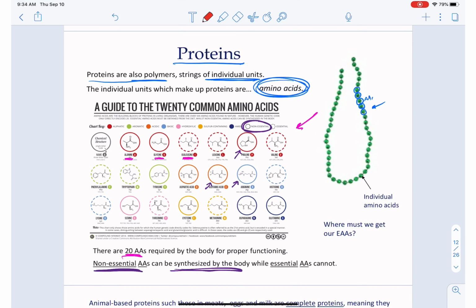And then the other category are essential amino acids. Essential amino acids are represented by these dashed circles here, like valine. Essential amino acids cannot be made by the body. So the body needs them, but it cannot make them. And so if the body cannot make them, where do we have to get our essential amino acids? We have to get them from the diet.